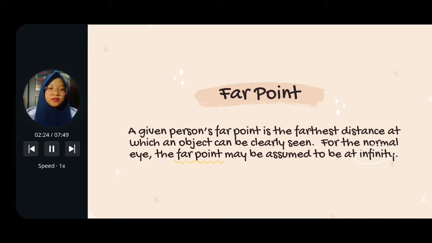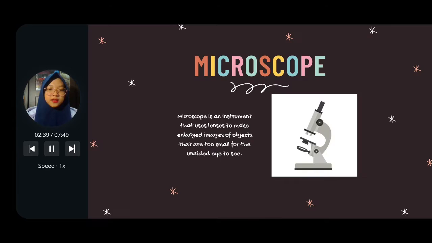Next, far point. A given person's far point is the farthest distance at which an object can be clearly seen. For the normal eye, the far point may be assumed to be at infinity. So next is microscope. Microscope is an instrument that uses lenses to make enlarged images of objects that are too small for the unaided eye to see.